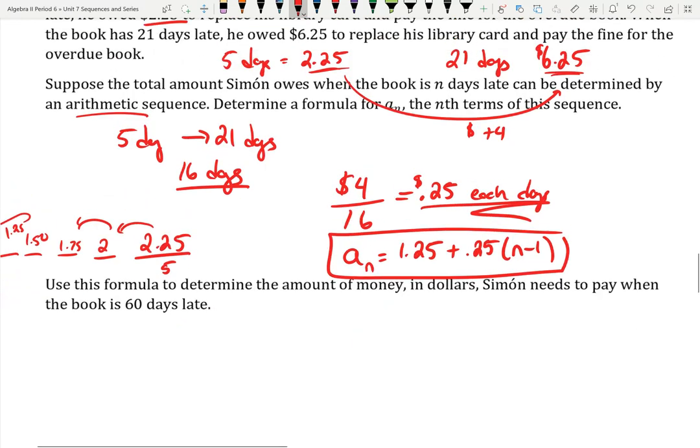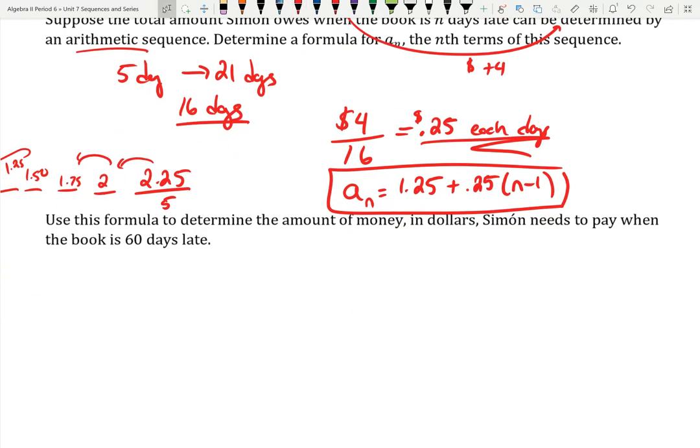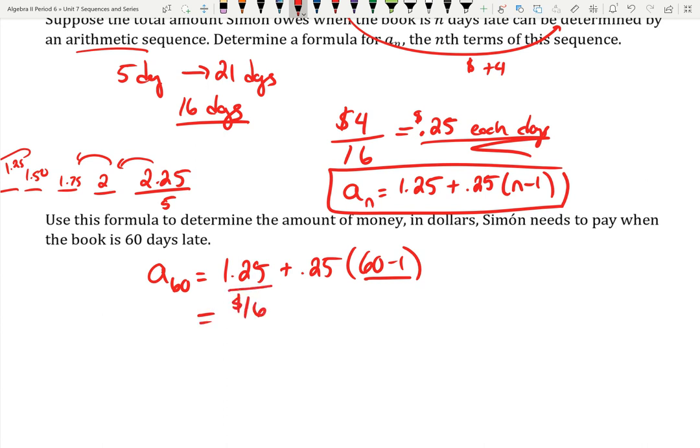Use this formula to determine the amount of money Simone needs to pay when the book is 60 days late. Well, this is an explicit formula, so all we have to do is plug in 60 days. 60 minus 1. If I want the 60th term, it's going to be 59 jumps. 1.25 plus .25 times 59 is, it's going to cost them 16 bucks. I hope this book was worth it to have a $16 late fee. You might as well just keep it at that point.